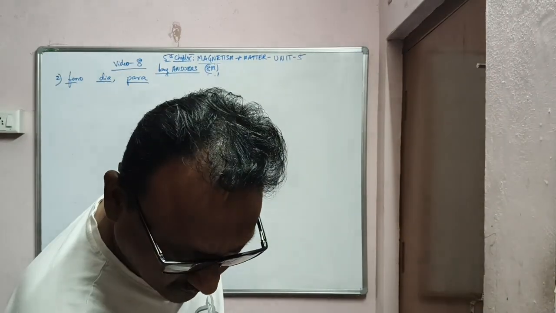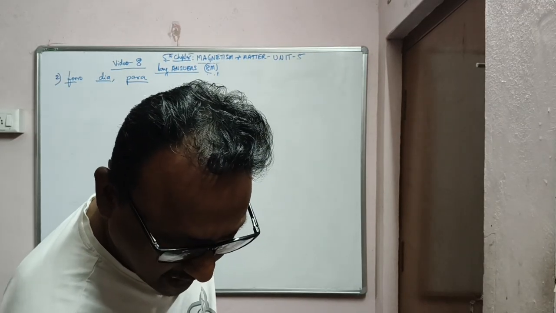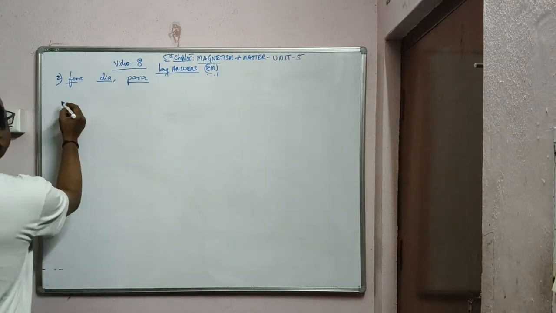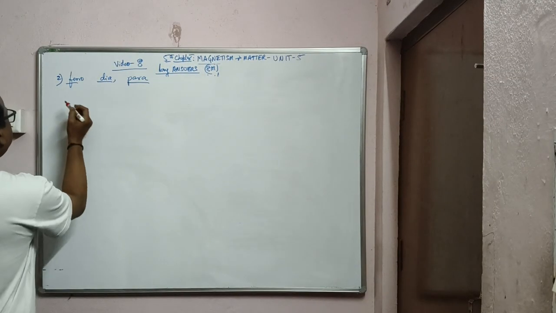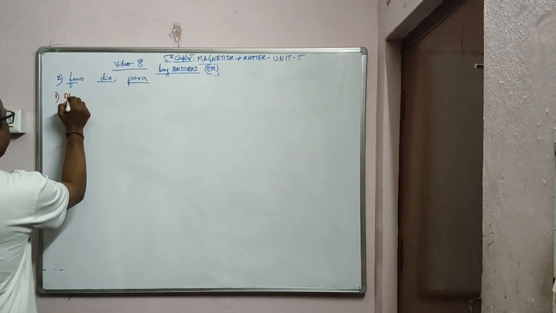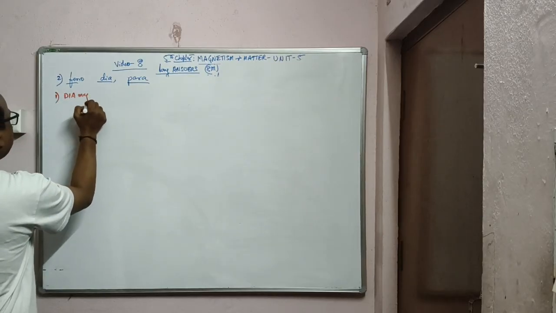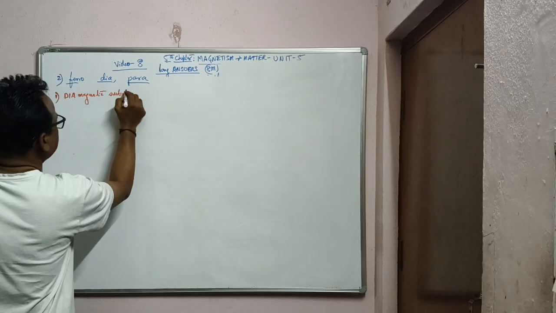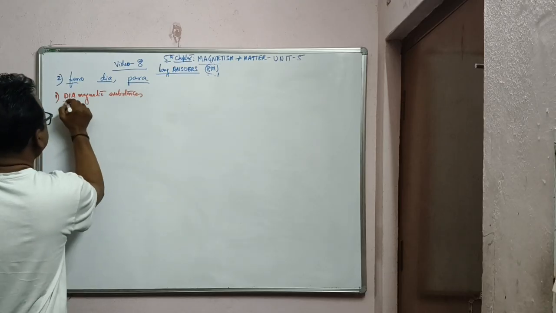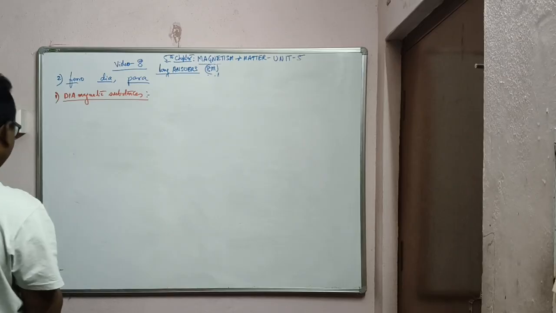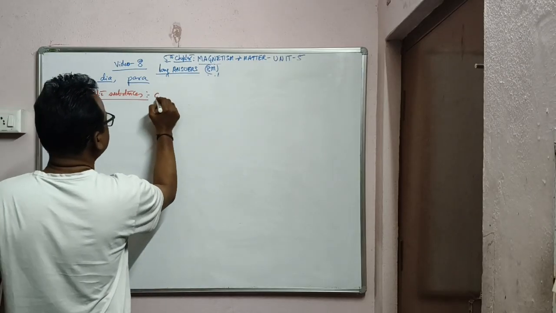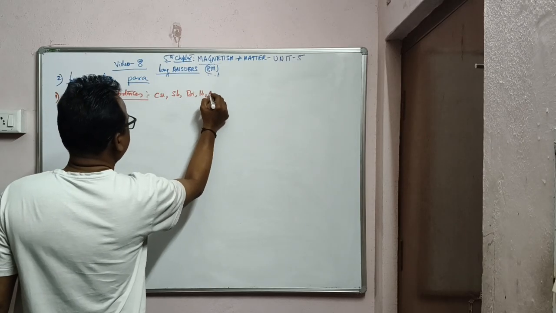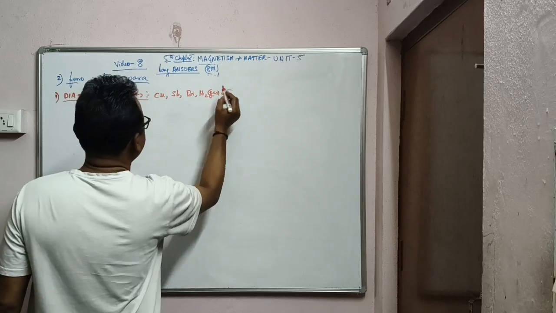So let us start with, first of all, diamagnetic substances. Okay? Right. Now what are diamagnetic substances? Note down the heading. For 8 marks, cover this. First we will tell about diamagnetic substance. So what are the examples for dia? Copper, antimony, bismuth, hydrogen gas, etc.